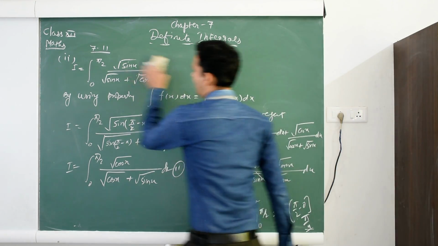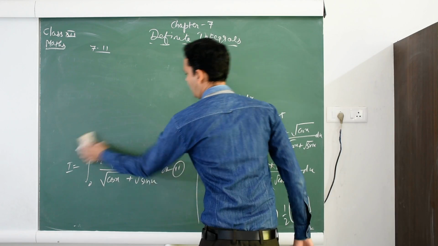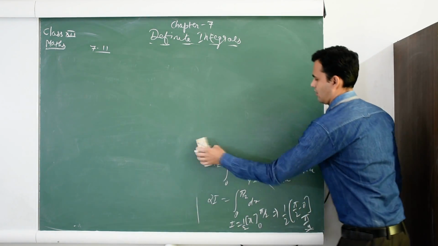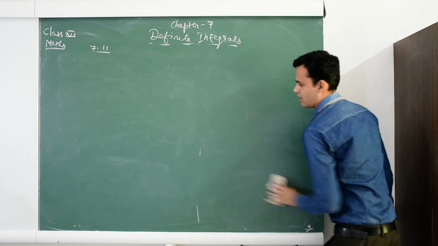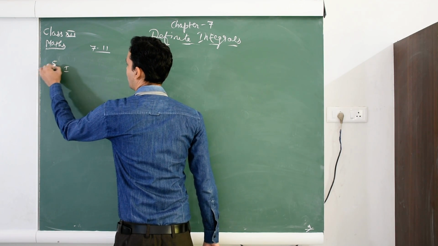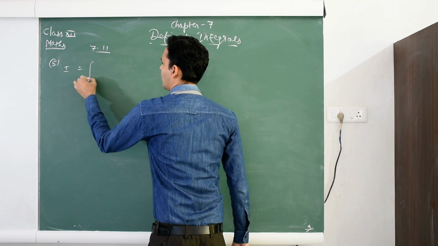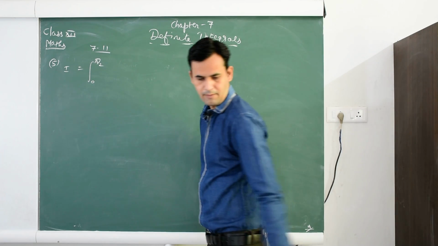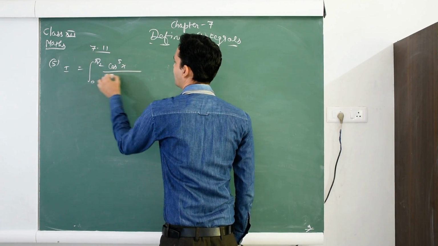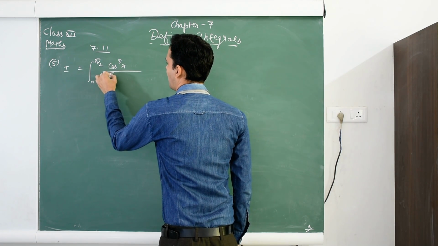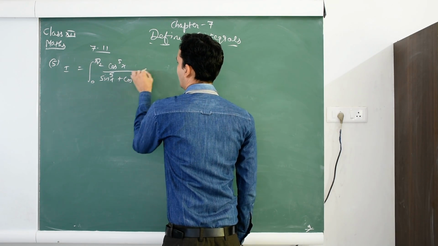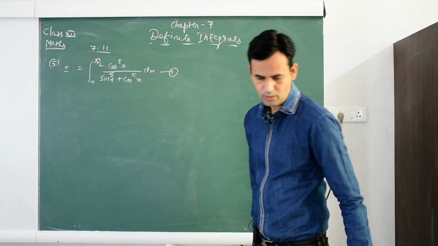Okay. Next question, question number 4. Same question. In this fourth question, we have I equals to 0 to pi by 2, same limit, cos to the power 5x upon sine to the power 5x plus cos to the power 5x dx. This is equation number 1.